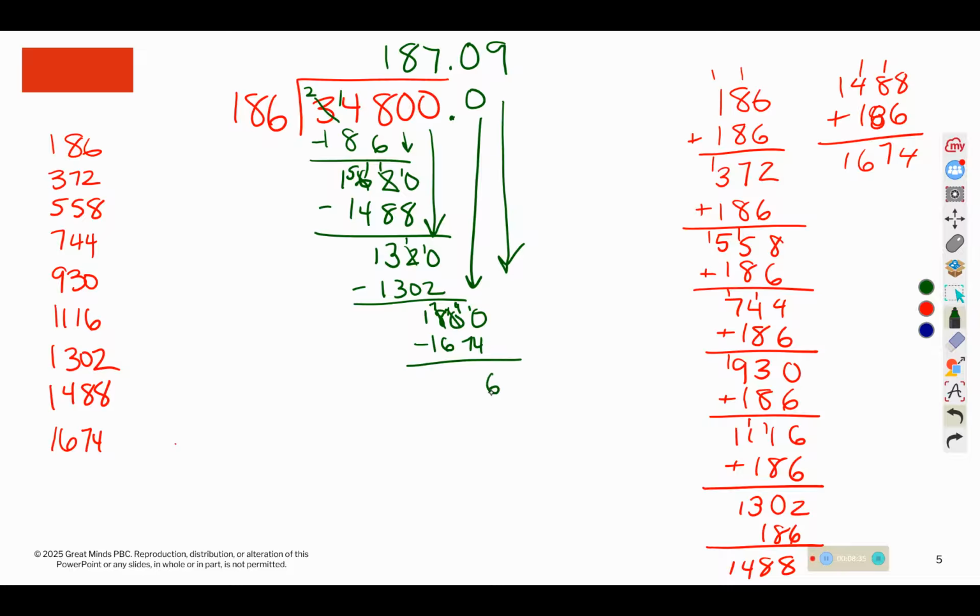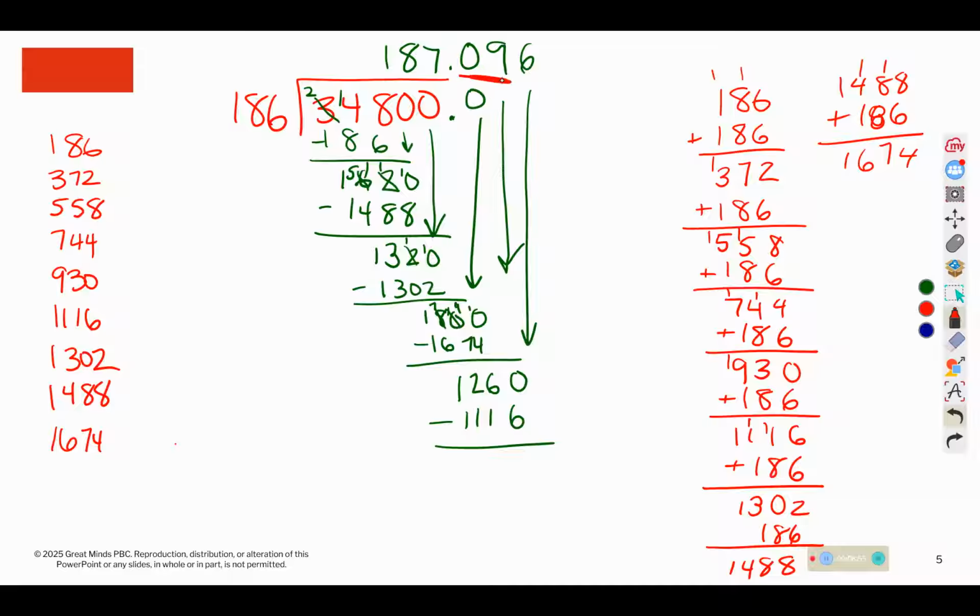10 minus 4 is 6. 9 minus 7 is 2. 7 minus 6 is 1. Bring down another 0. 1, 2, 3, 4, 5, 6 of them can fit in this time. And we're still going to have a remainder, but it asked us to round to the hundredths place.